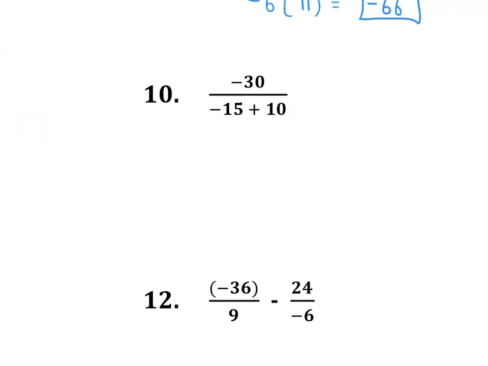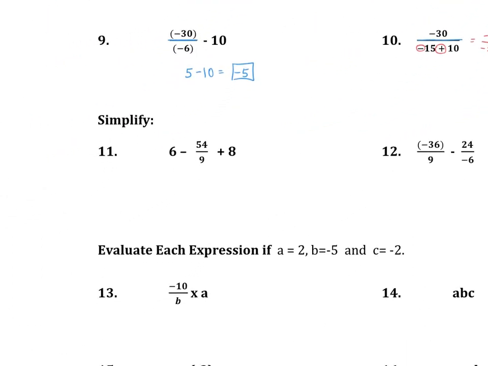My next one in here, before I can divide here, I need to simplify in the bottom. So -15 plus 10. Remember, if you're still getting confused with this, opposite signs, just subtract. 15 minus 10 is 5. Keep the sign of the bigger number. 30 divided by 5 is 6, and a negative divided by negative would give us a positive.